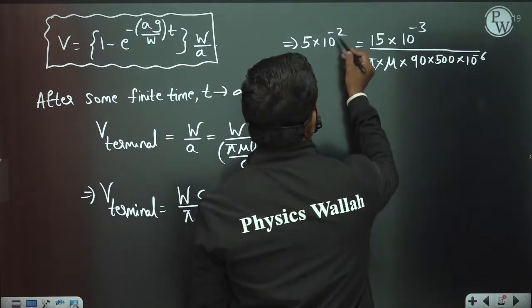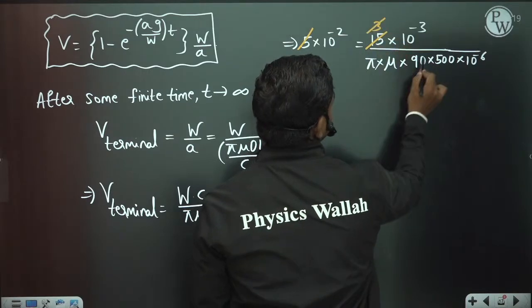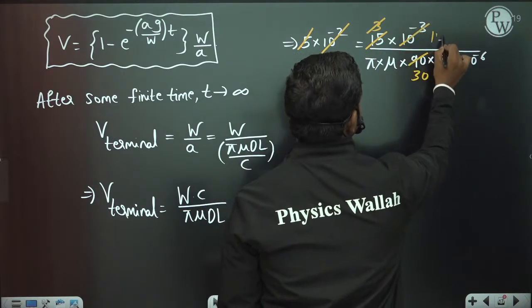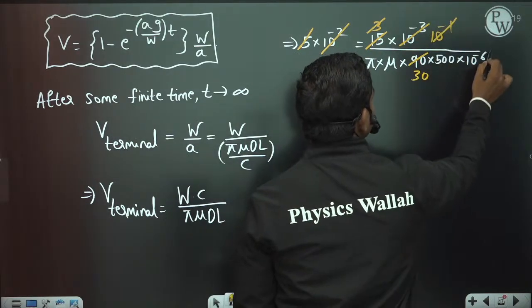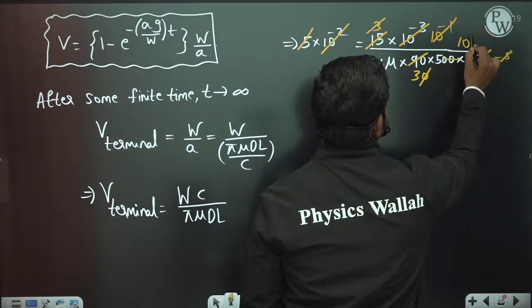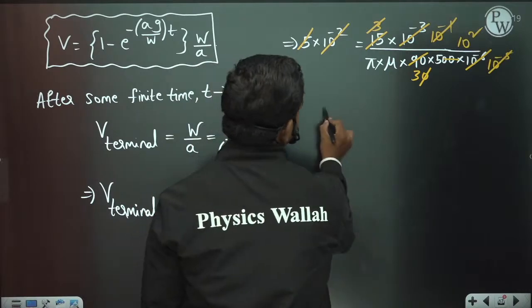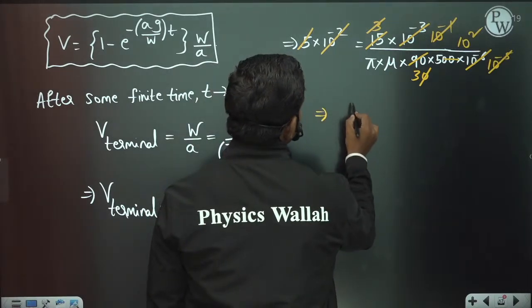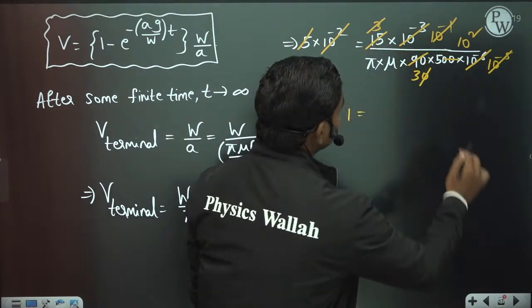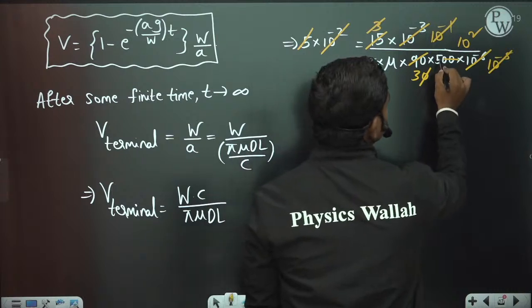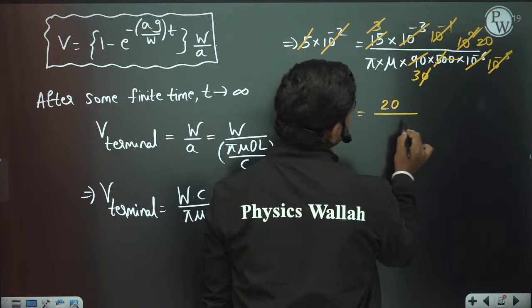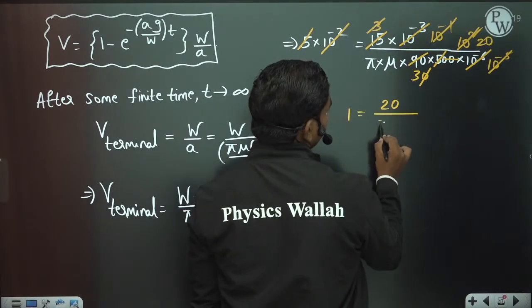If you simplify, 5 cancels this 3 times, 3 cancels this 30 times, then this 10 power minus 2 will be cancelling here 10 power minus 1 times, then this 10 power minus 1 will cancel this 10 to the power minus 5 times, and this 3 zeros will give a 10 square here. Numerator everything got cancelled, so there is 10 square. This 5 is here still, so 5 can cancel this 100 times. So 20 divided by 3 pi mu.